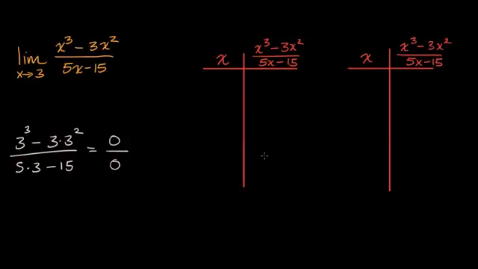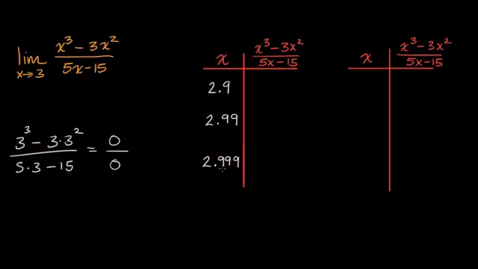I didn't have to do two tables. I could have done it all in one table, but hopefully this will make it a little bit more intuitive. On this left table, let's try out x values that get closer and closer to 3 from the left, from values that are less than 3. For example, we could go to 2.9 and figure out what the expression equals when x is 2.9. But then we could try to get even a little bit closer than that. We could go to 2.99, and then even closer than that, 2.999.